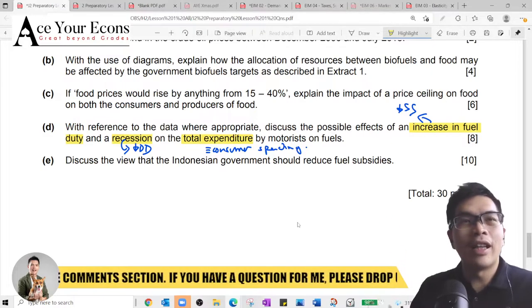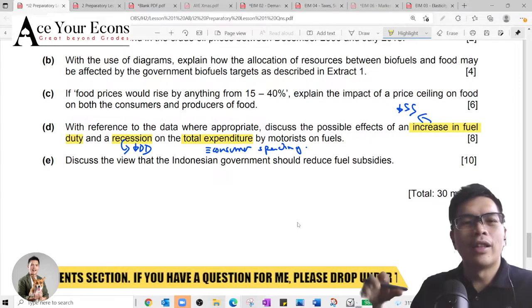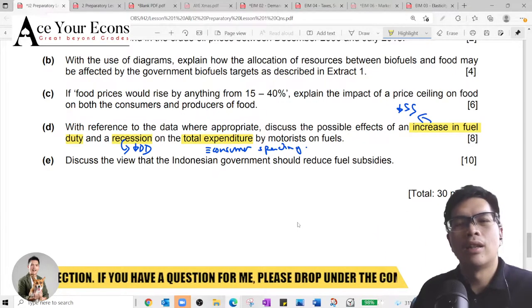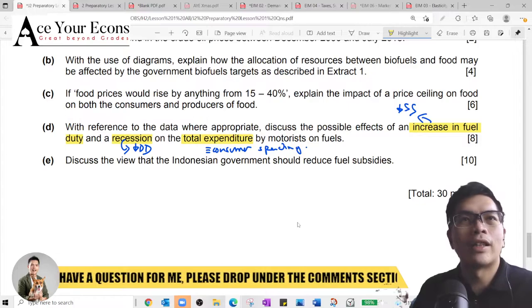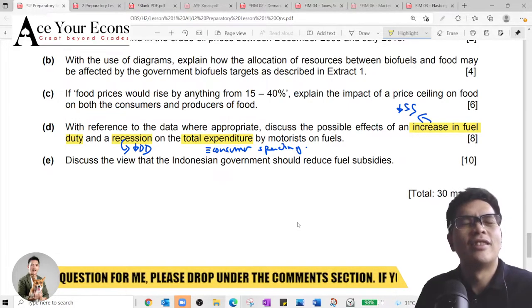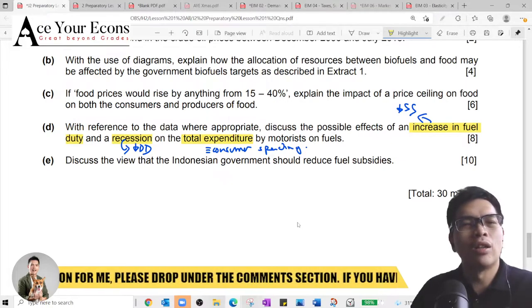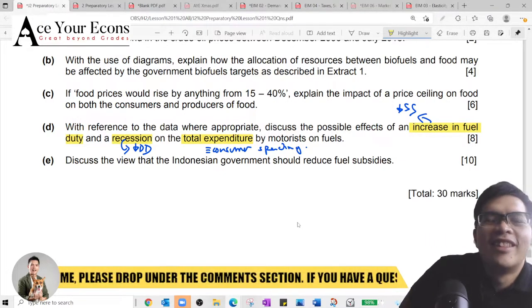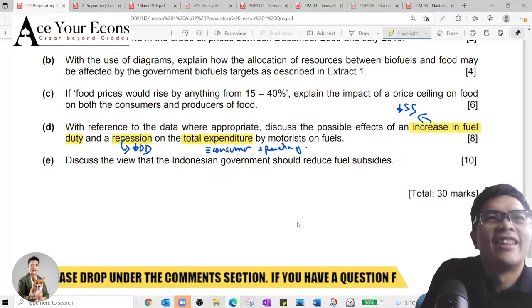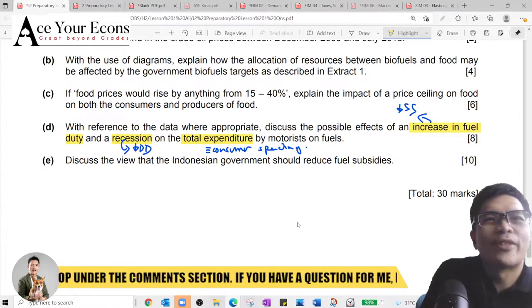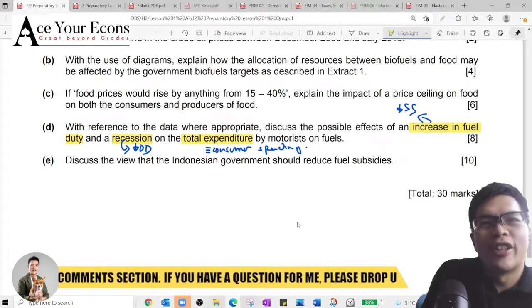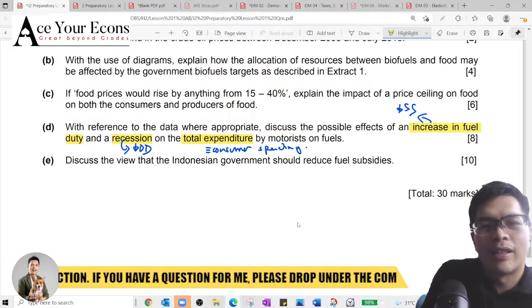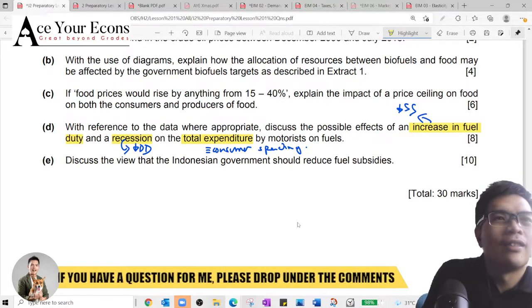Okay, so the government, let's phrase the question properly. The government should reduce fuel subsidy. Should or should not? In the presence of negative externalities, should we or should we not? This question is challenging. So we have should reduce consumption, should not subsidize. So should not subsidize means should reduce, right?